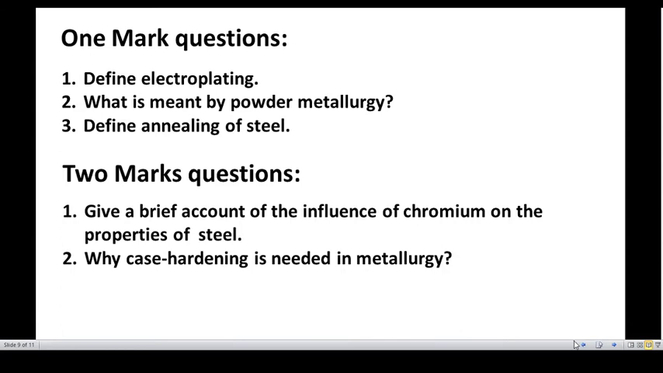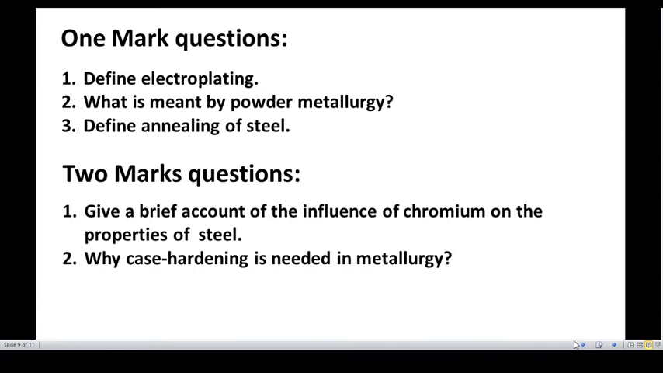The third question is define annealing of steel. It is actually a heat treatment process. That is, annealing is a heat treatment process which is performed primarily for homogenization, recrystallization, or release of stress in typical cold worked components. So annealing is a heat treatment process to increase homogenization, recrystallization, and it reduces the stress in the steel.